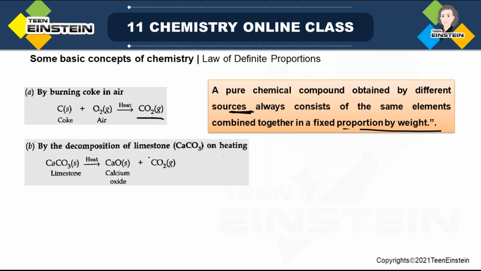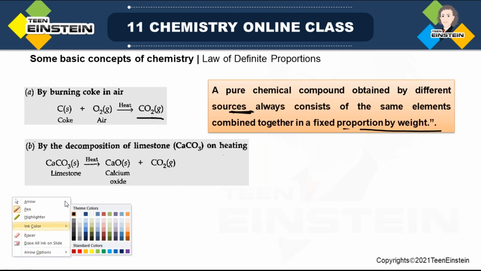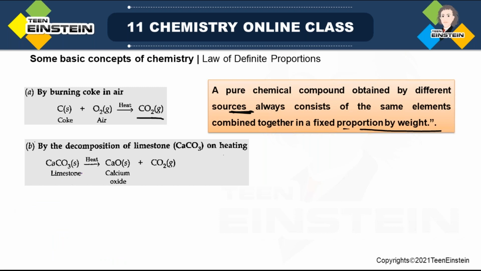Now next method, again you are making CO2, but now the method is different. Now what you have done, you have taken calcium carbonate, which is also known as limestone. It is a solid, you are heating it, there is decomposition reaction, you are getting carbon dioxide gas and calcium oxide solid. But this is second method of carbon dioxide preparation. Here also look at this, same elements, that same element means carbon and oxygen, just like the previous reaction. Same element carbon and oxygen again combining together in a fixed proportion by weight.